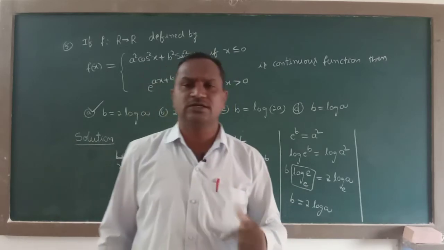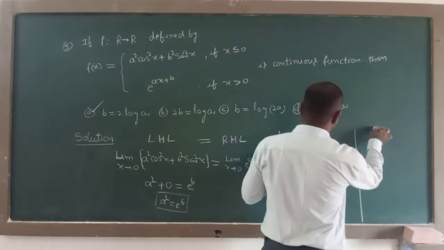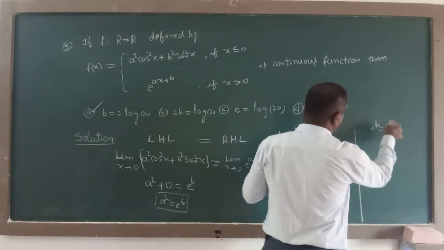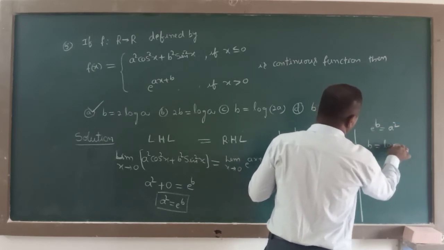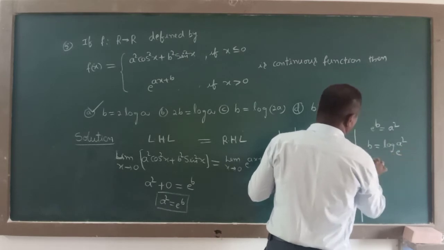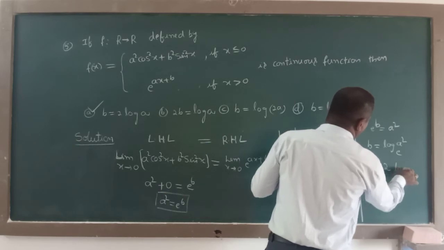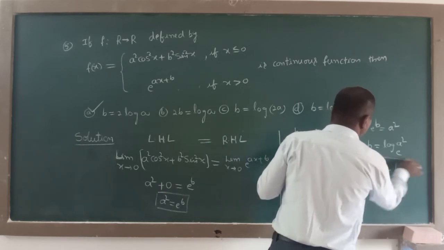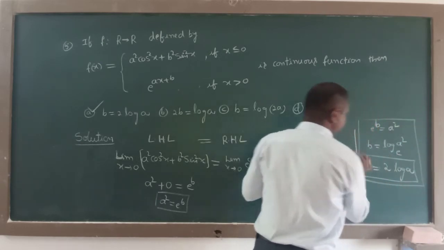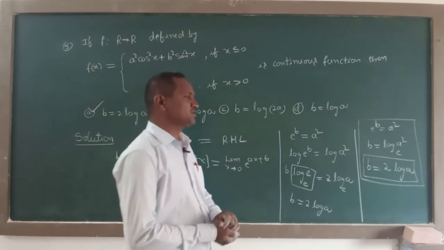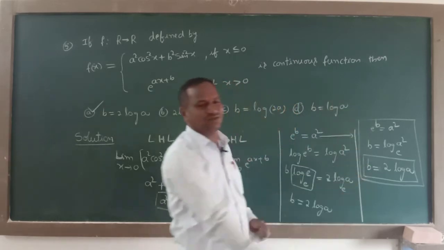Try to convert exponential into logarithmic form. You can mention the answer like this also. e power b is equal to a square, then b is equal to logarithm of a square to the base e, or b is equal to 2 into log a, as the power becomes a multiplier. That is the answer. No need of taking log on both sides; we can directly convert into logarithmic form.